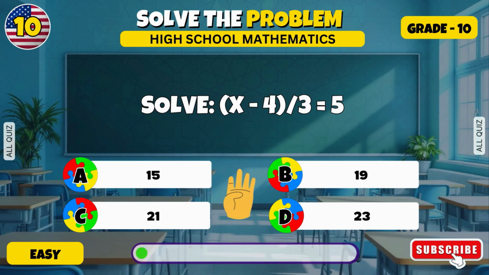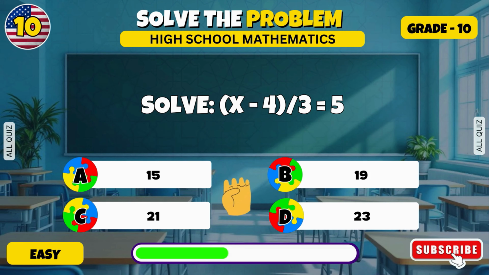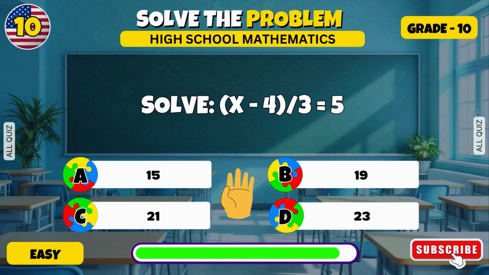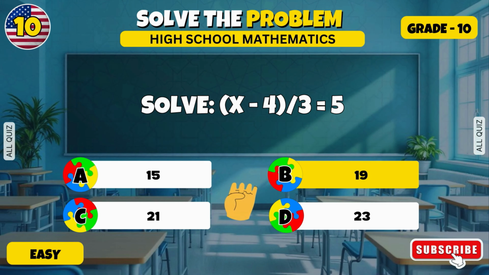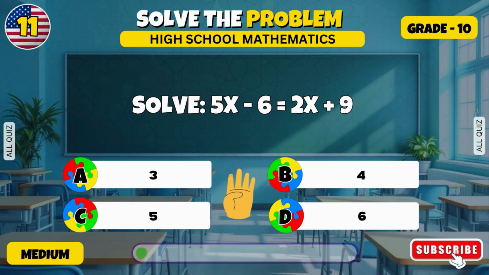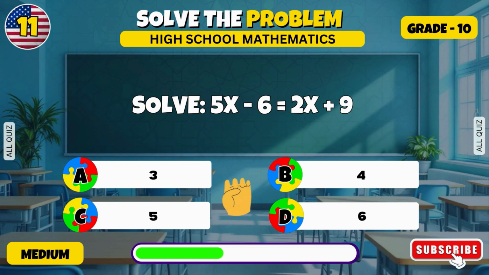Can you solve this one? (x minus 4) divided by 3 equals 5. Correct! The answer is 19. Now it gets harder. Solve 5x minus 6 equals 2x plus 9.